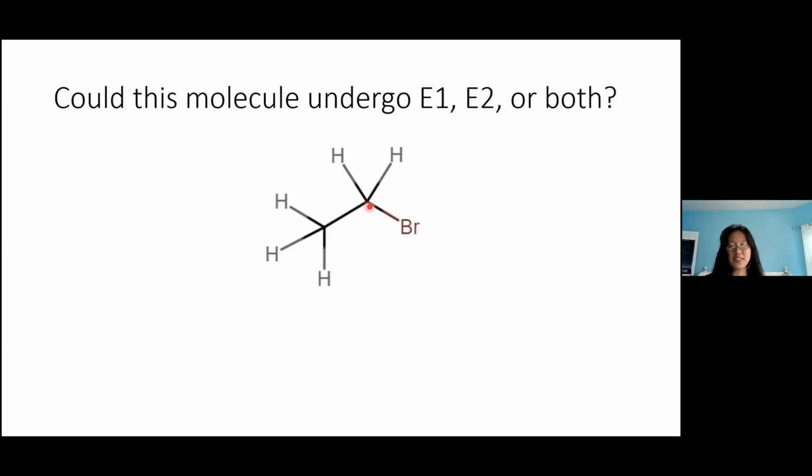You were right, by the way. It'd be primary? Yeah, primary. And is that going to be a very stable carbocation? No, it wouldn't. Exactly. Because of that, we almost never see primary alkyl halides undergo E1. I guess it would technically be possible, but it would happen at such a low rate that we usually just don't consider it. So for primary alkyl halides, for the purposes of this class, we can just say that only E2 is possible.